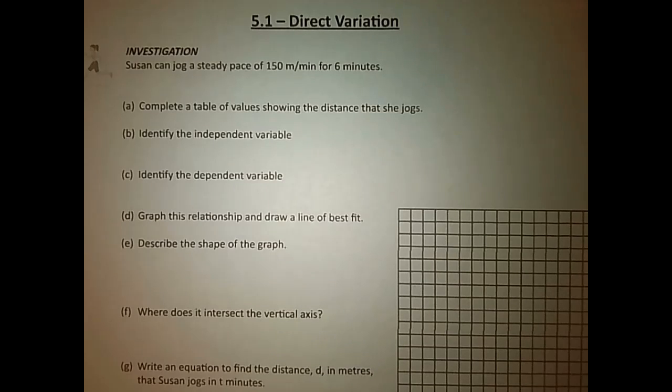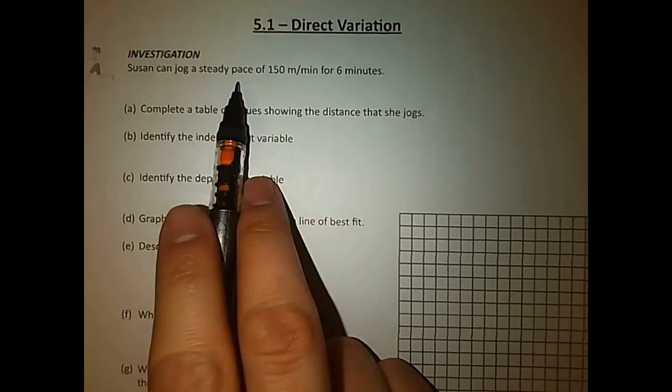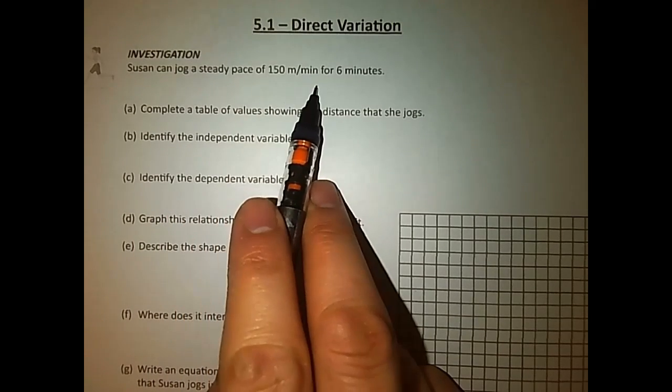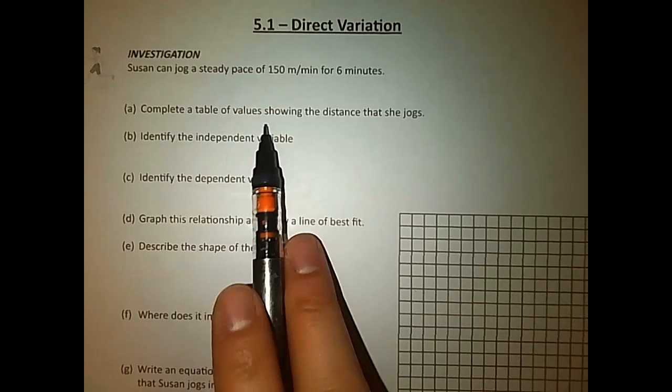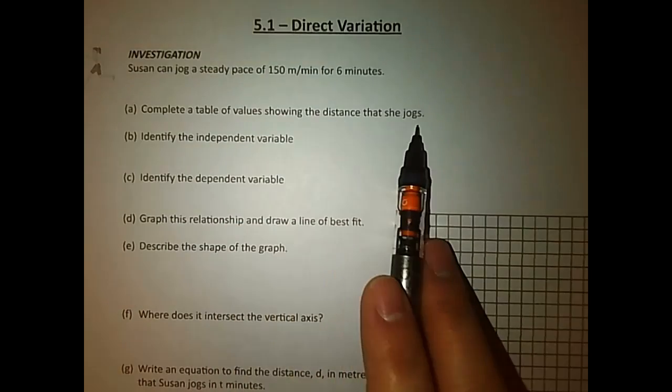Hi everybody, this is going to be our note for 5.1. We're looking at direct variation today. So we're going to be starting this chapter and section with this investigation. We have this person Susan who can jog a steady pace of 150 meters per minute, and she does this for 6 minutes. So we're going to complete a table of values showing the distance that she jogs.